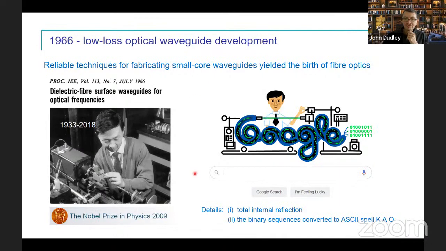This is the Google Doodle from the 4th of November last year, celebrating what would have been his 88th birthday, I believe. And what's interesting just in passing about this is that it's quite a detailed picture. It includes reflection at the boundaries. And if you translate this binary sequence into ASCII, and then you translate to the letter codes, you actually get his name, KAO, which is really nice. But this just shows how research was evolving using lasers, now looking for communications.